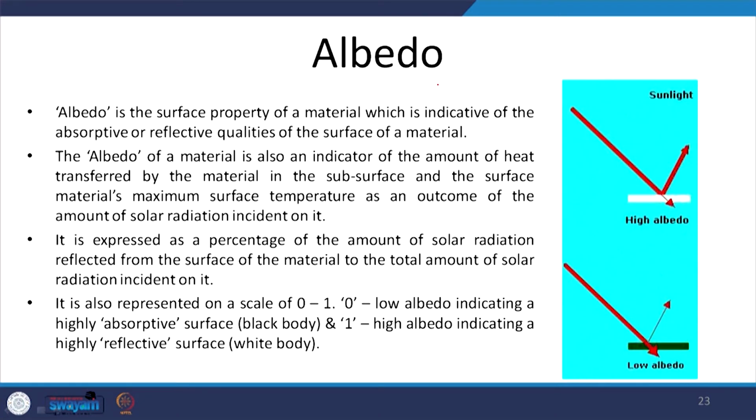Now, albedo is the surface property of a material which is indicative of the absorptive or reflective qualities of the surface of the material. So, it is the quality which implies how much of the heat which is incident on a material is reflected or absorbed by the material. So, the higher the amount of heat which is reflected, the higher the albedo of the material. High albedo materials reflect most of the energy which falls on them, while low albedo materials absorb most of the energy which is incident on them.